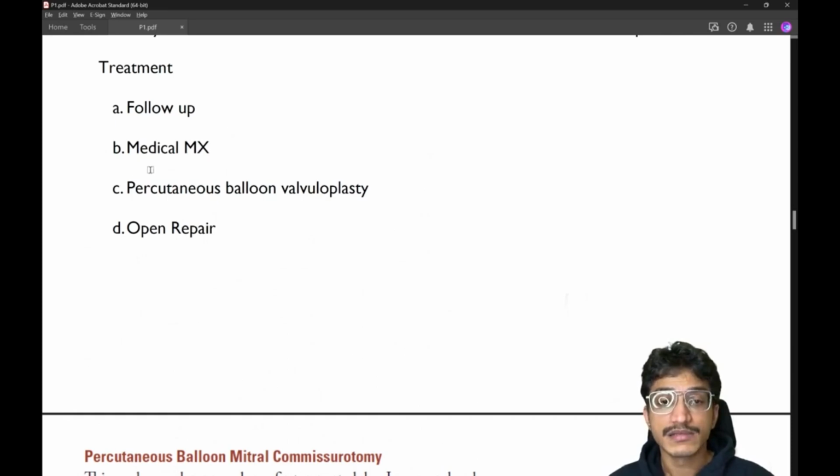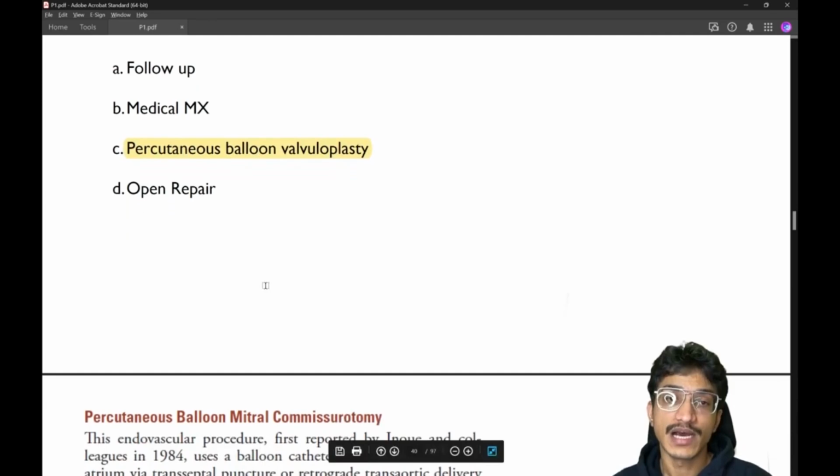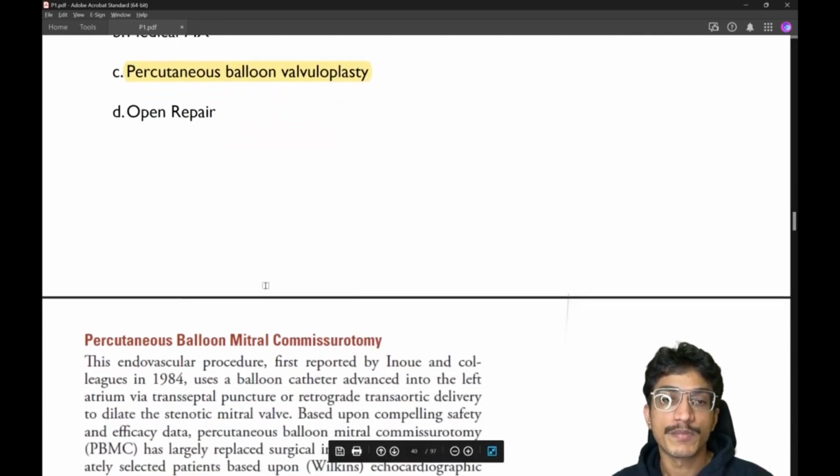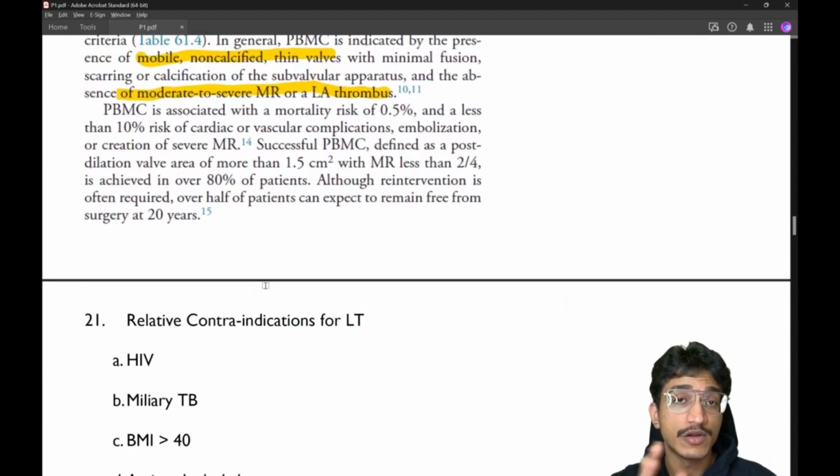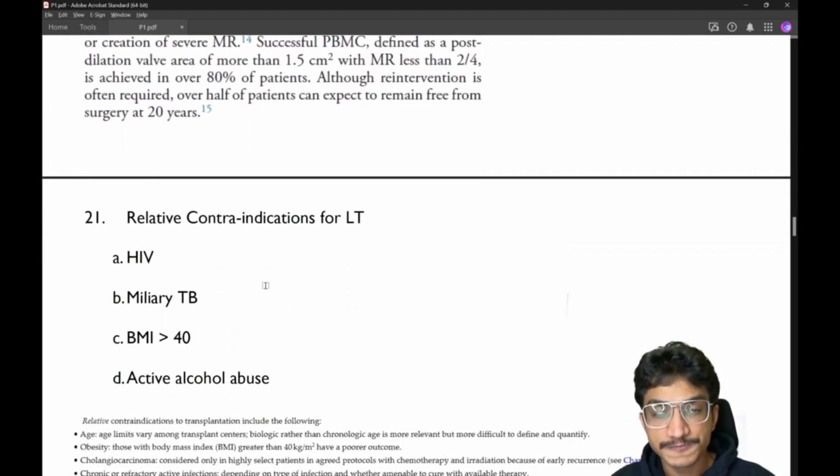So I think if the option was percutaneous balloon valvuloplasty or commissurotomy, that should be the answer. It should not be medical or operative repair or follow-up. The answer should be a percutaneous modality. I think the recall must have been commissurotomy, but the percutaneous one should be the answer.